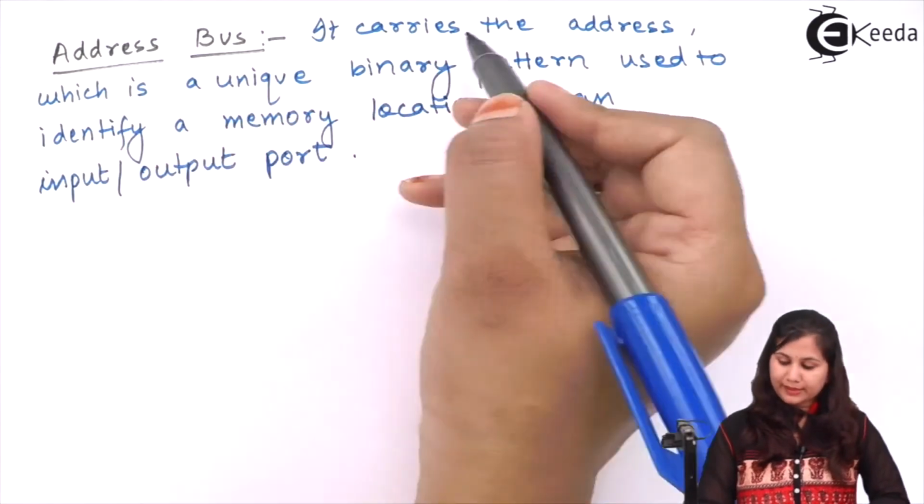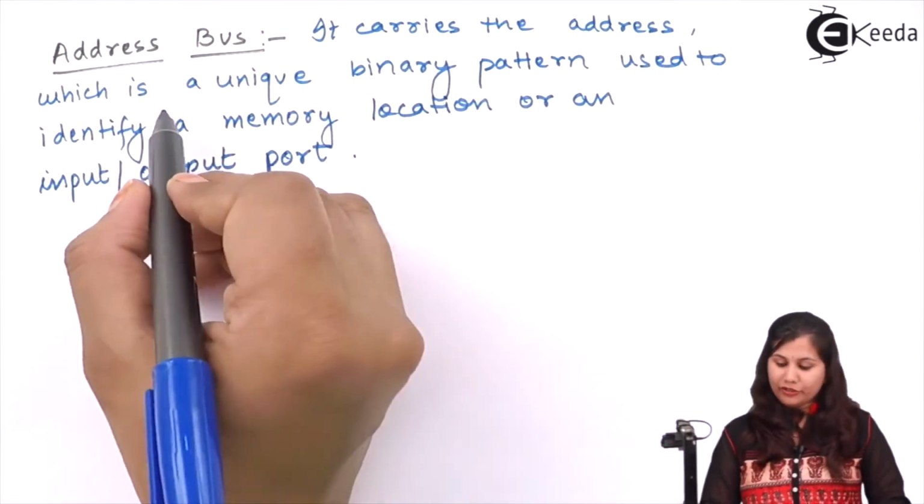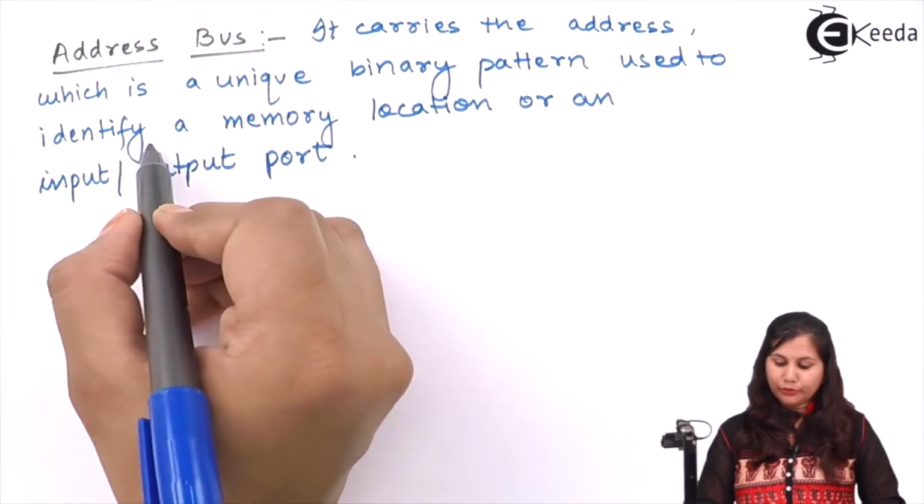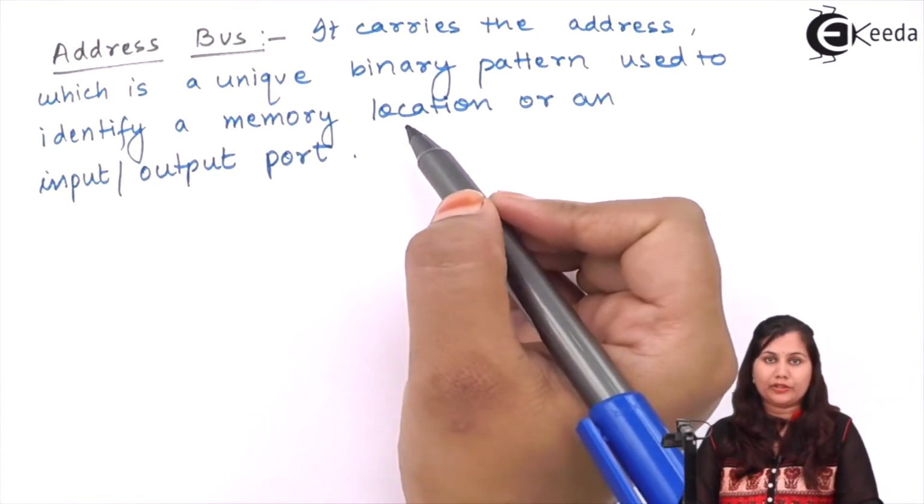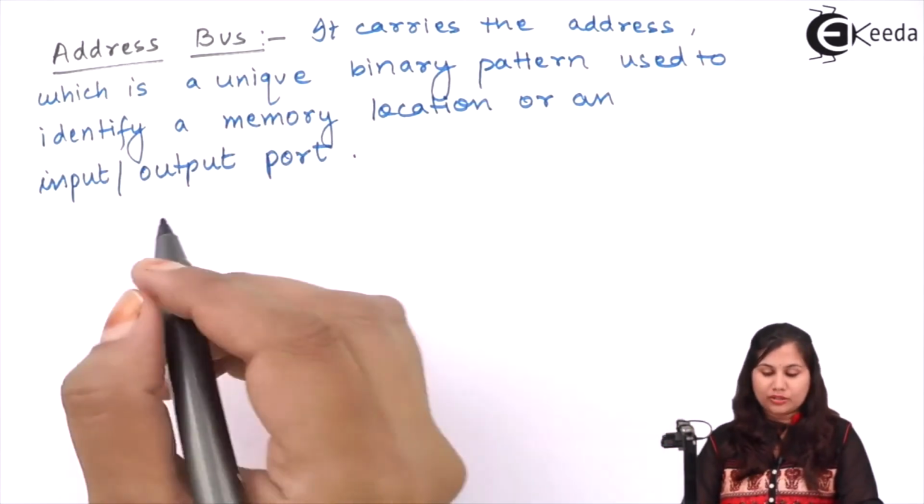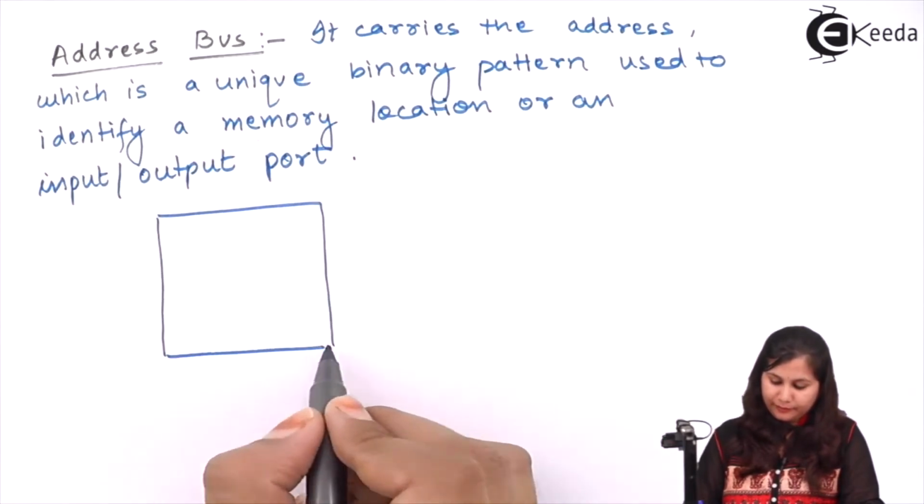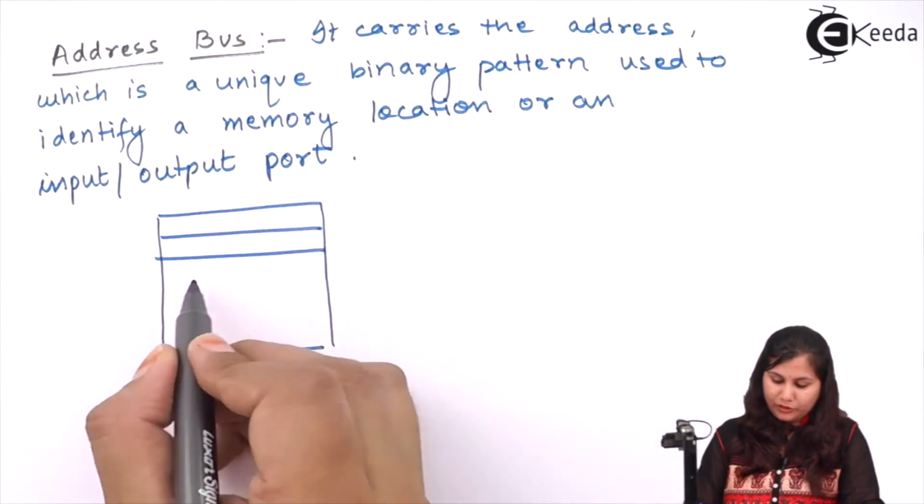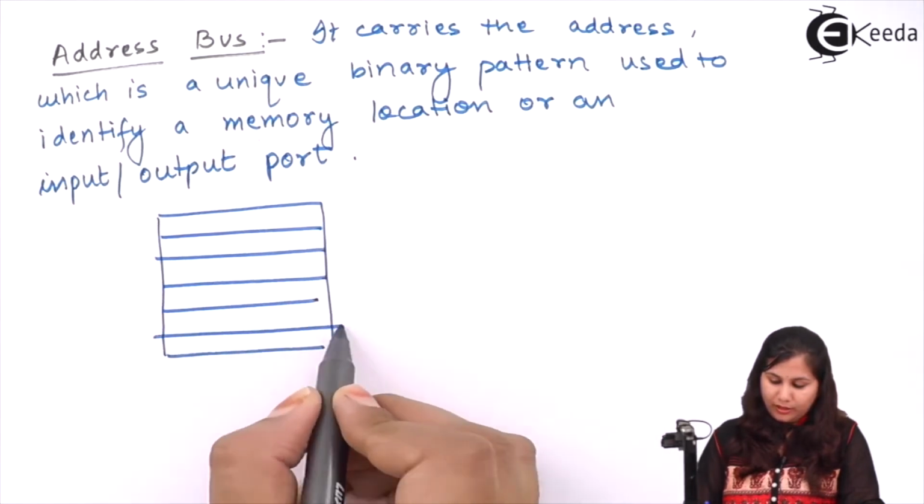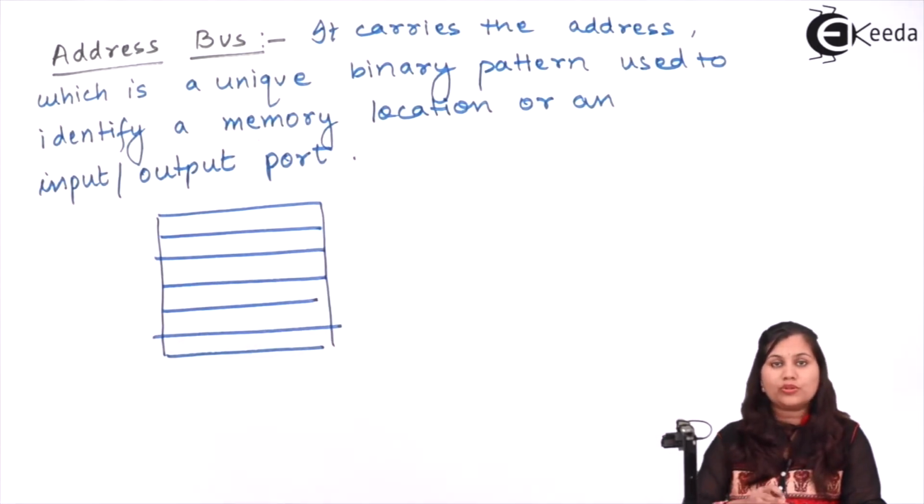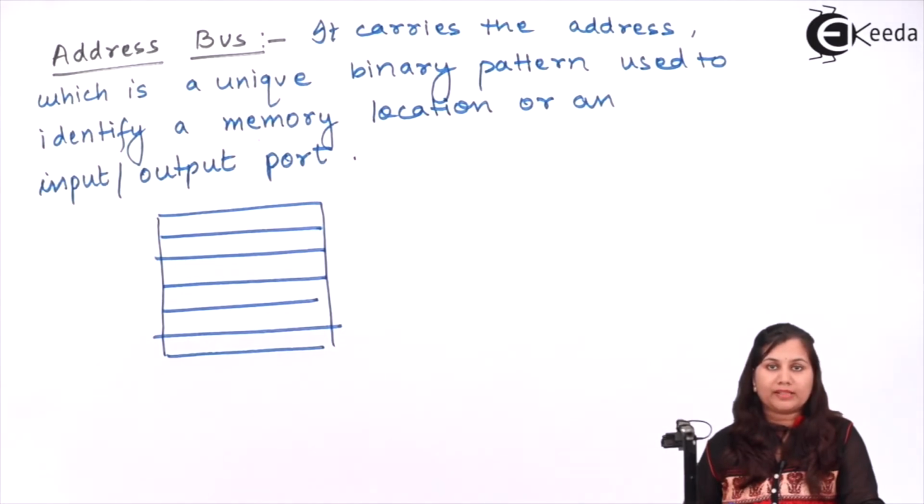So the address bus carries the address, which is a unique binary pattern used to identify a memory location. The memory consists of an array of registers. Suppose this is a memory location. If the microprocessor wants to read data, it needs to know where the data is stored, so each memory location has a unique address.